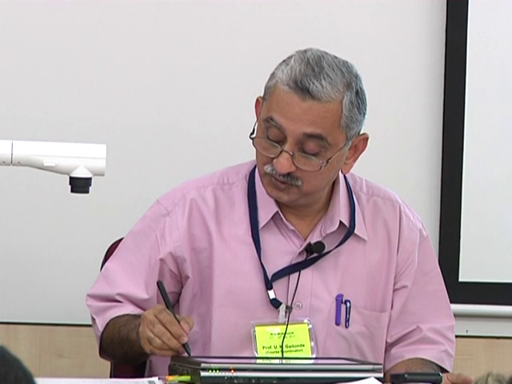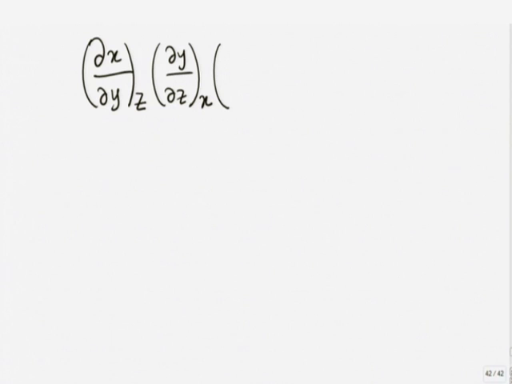Now, one trick which you should realize is that there are two relations which we have not had the opportunity to use. And those are what are known as cyclic relations. The most celebrated cyclic relation is this. If there are three variables, then partial of x with respect to y at constant z, multiplied by partial of y with respect to z at constant x, and partial of z with respect to x at constant y. Note the cyclicity, x, y, z, x, y, z. And similarly, x, y, z, x, y, z. Product of this is minus 1.